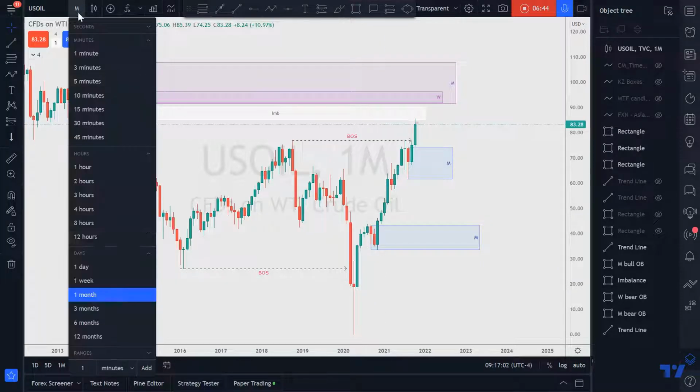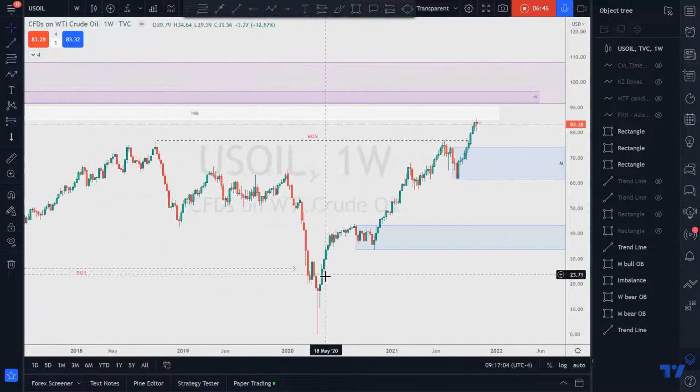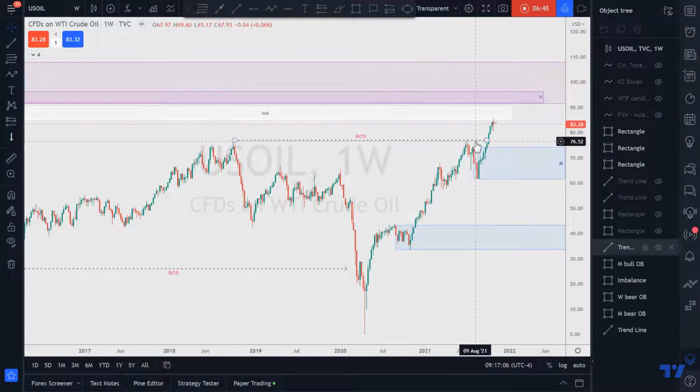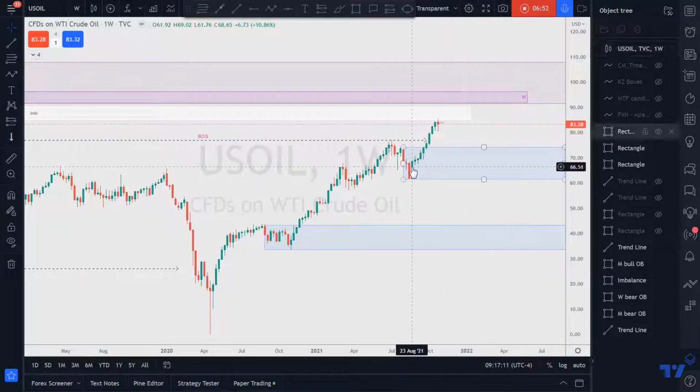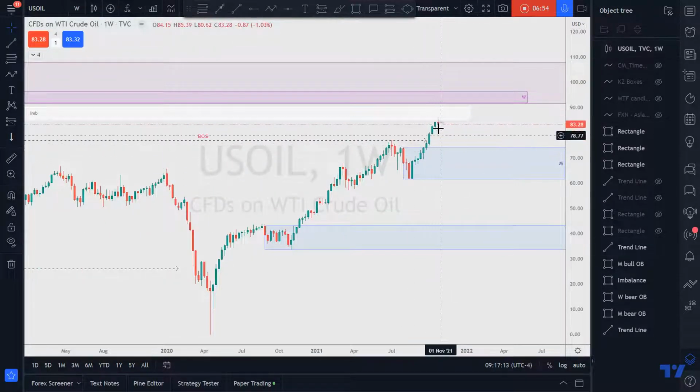All right, let's go to the weekly. Do we see anything different on the weekly? Where's the last break of structure? Here. All right, the last break of structure to the upside. So we expect a return to impulse. You see this impulse here? We expect price to come back down.